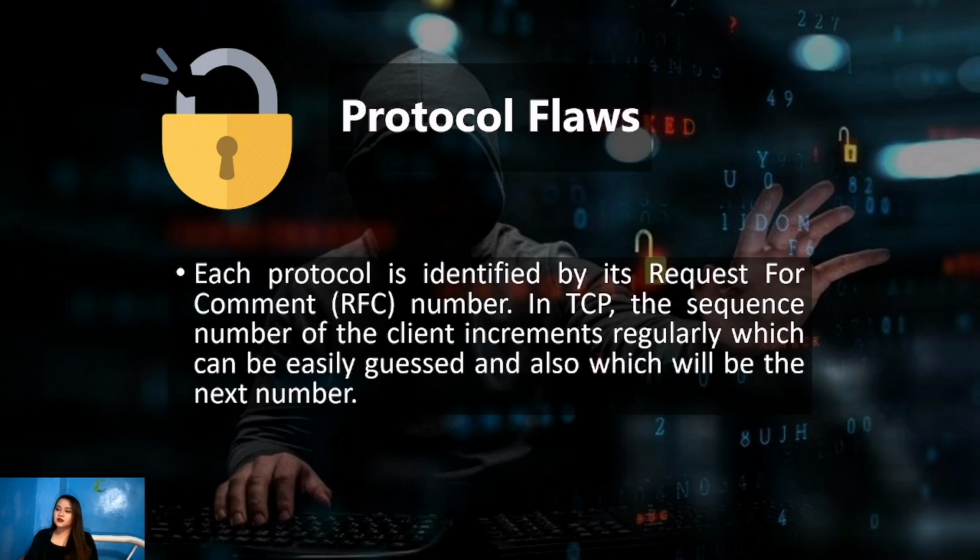In TCP, the sequence number of the client increments regularly, which can be easily guessed, and also which will be the next number. Suppose someone can guess a client's next sequence number. That person could impersonate the client in an interchange. Sequence numbers are incremented regularly, so it can be easy to predict the next number.